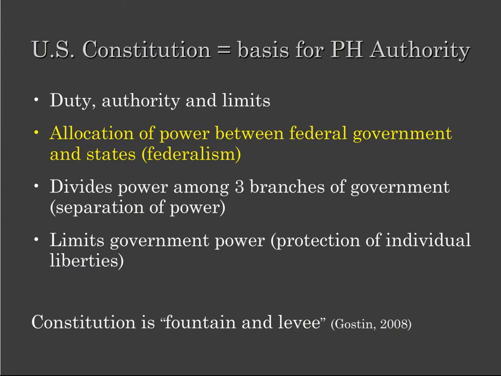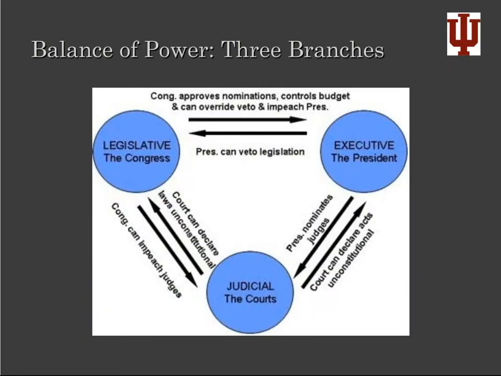Now that we've discussed the tools, let's review the fact that our Constitution allocates power between federal and state governments and among the three branches of government. Now, this point should not be lost when we think about public health authority. This chart from Gostin as well displays the three branches of government and their separate duties.